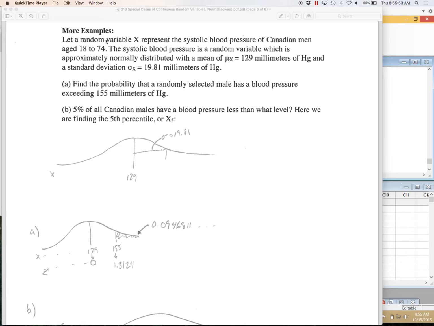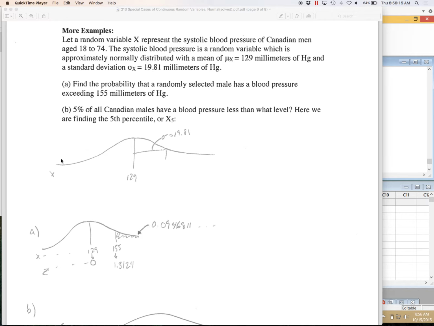Okay, so let's say a random variable x is the blood pressure of a Canadian male between 18 and 74 years of age. Let's say that it's approximately normally distributed, where the middle of that normal distribution, the mean, is 129, and the standard deviation is given as 19.81.